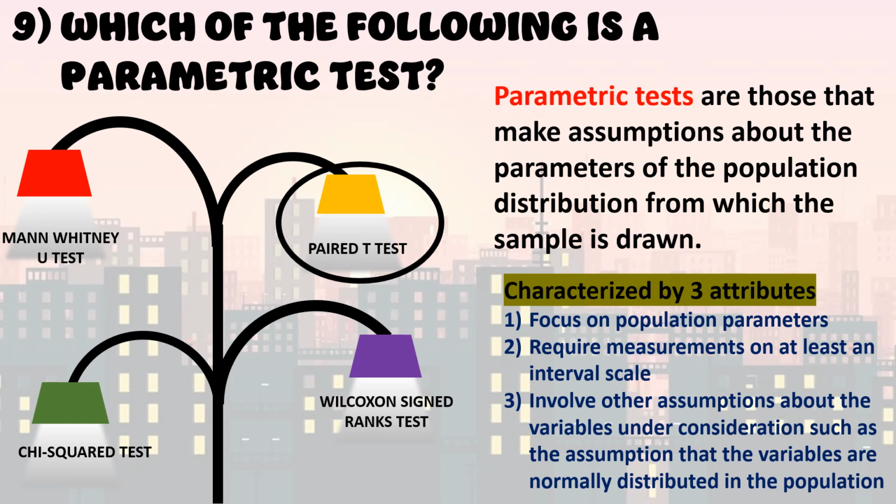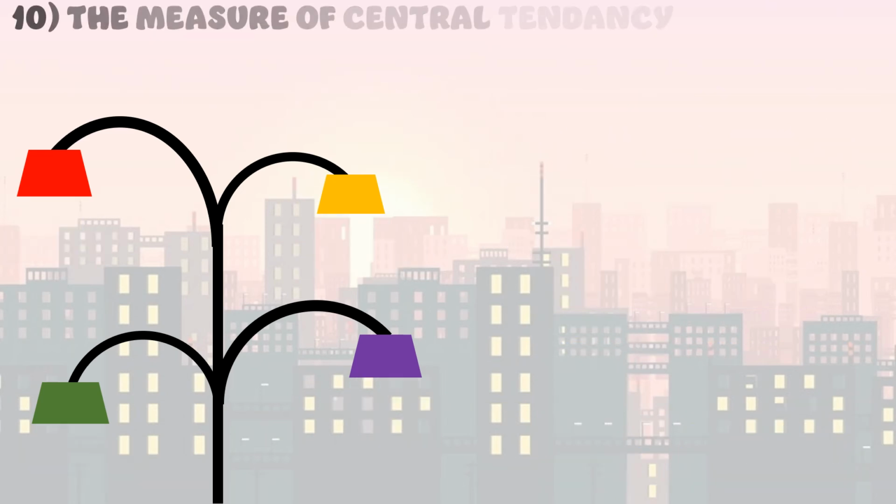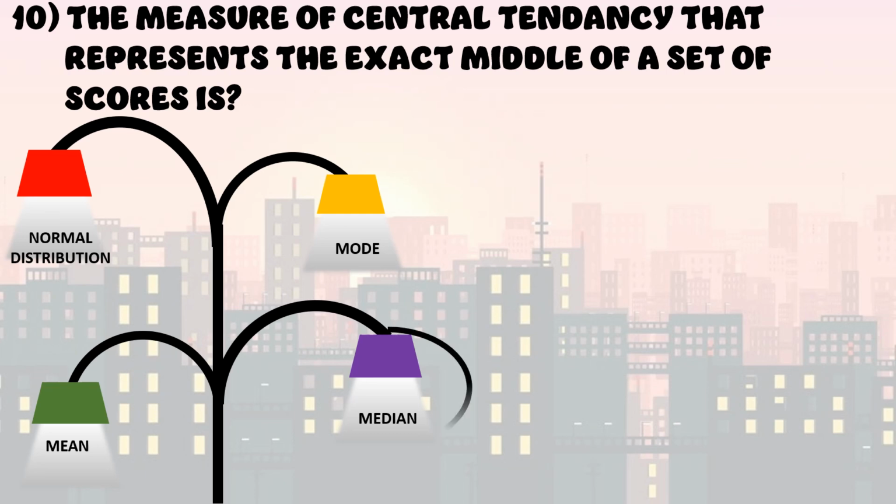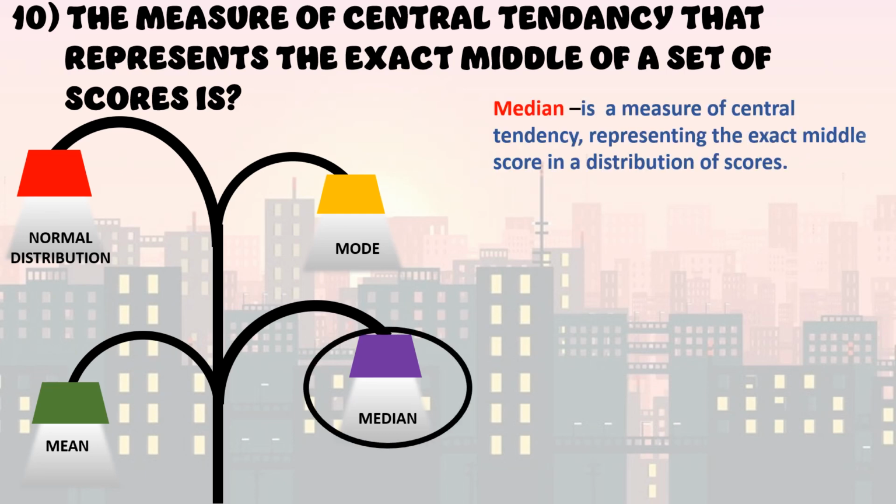Question number 10. The measure of central tendency that represents the exact middle of a set of scores is. Options are A, normal distribution, option B, mode, option C, mean, and option D, median. And the correct answer is option 4, median. So median is a measure of central tendency which represents the exact middle score in a distribution of scores. It means that median is a point in a distribution above which and below which 50% of the cases fall.